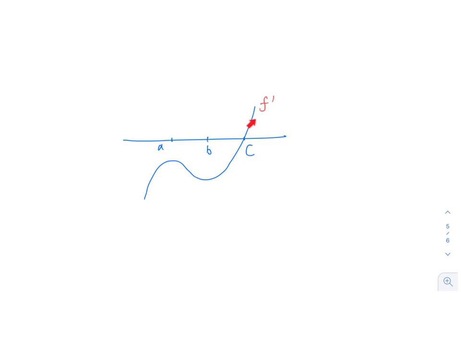Here we are given the graph of f prime. This is f prime. We want to create one possible graph of f. Now, how do we do that?